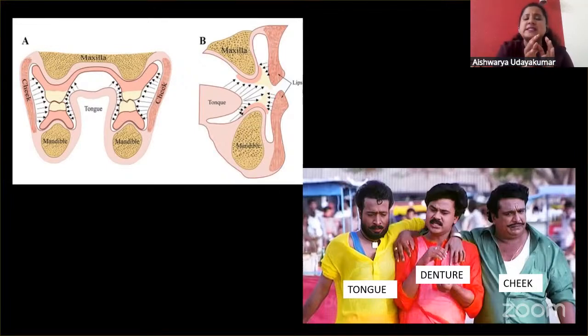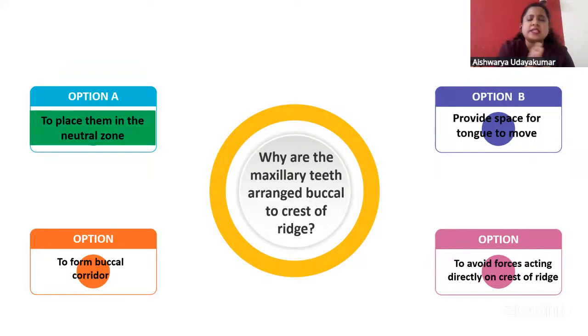So when we set the teeth buccal to the crest of the ridge, it is to keep them within the neutral zone. Now whenever a question comes about the neutral zone, it would be easy for you to crack because you remember what is written here, and also the image that I showed you. Neutral zone is an important, tricky thing to understand, but once you understand it, it's easier to use in your questions.